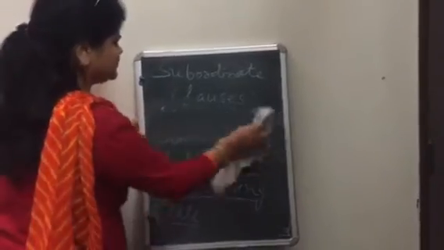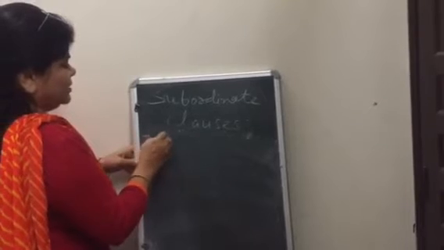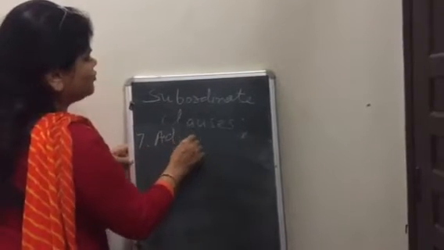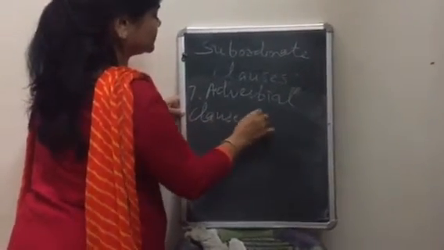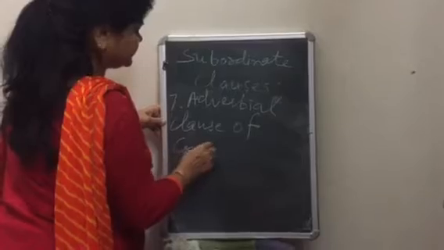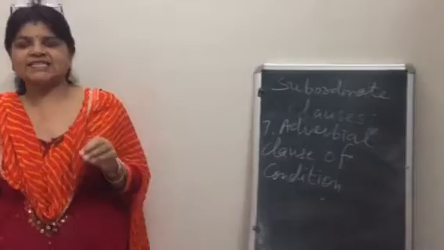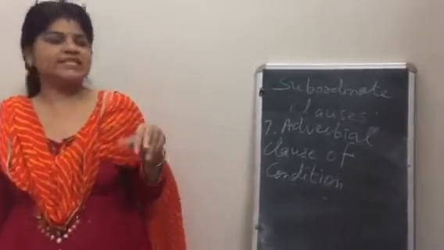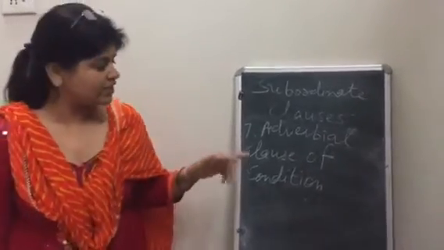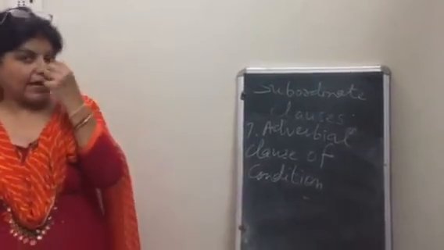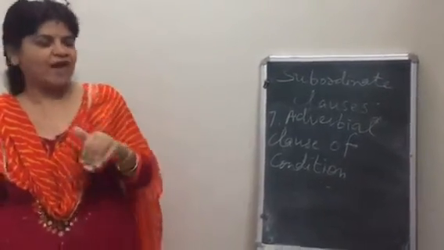Next is adverbial clause of condition. That states the condition, that tells about the circumstances under which some action will take place. If you do this, this thing will be done. If you had done this, this thing would have happened.